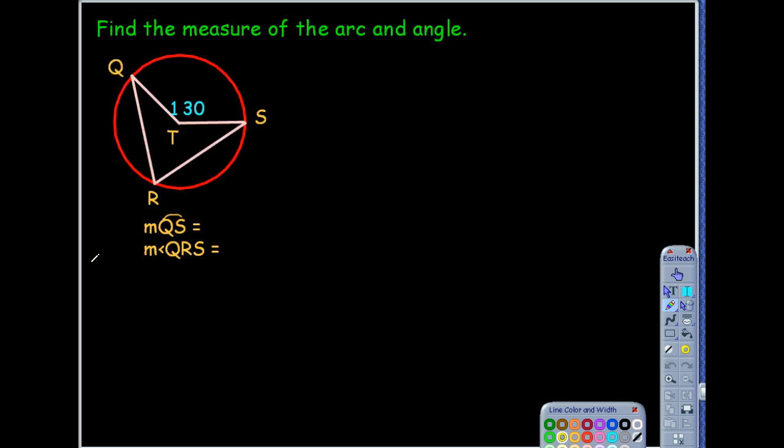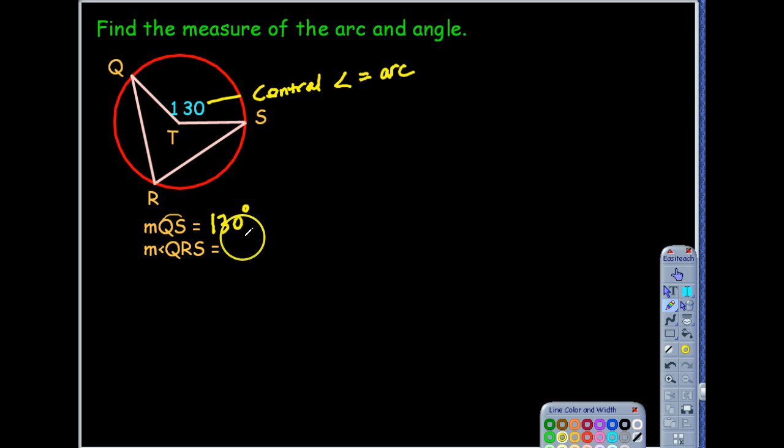All right. Try these on your own. So find the measure of the arc and the angle. Okay, so let's just do the arc first. Looking at what we're given, we're given a central angle. Let me make a little note. This is the central angle. That tells us that the central angle is exactly the same as its intercepted arc. So that means arc QS is going to be 130 also.